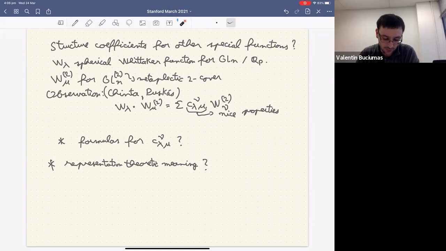So now a question becomes, can you write down formulas to compute these coefficients? And what is the representation theoretic meaning of these coefficients? I think there's no answer for either of these questions. But if you want formulas for these coefficients, one way to attack this problem is possibly via these lattice models for W_lambda and W_mu, which we've talked about previously.